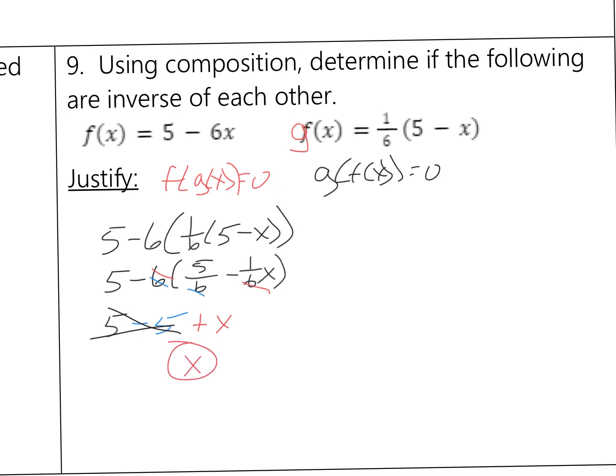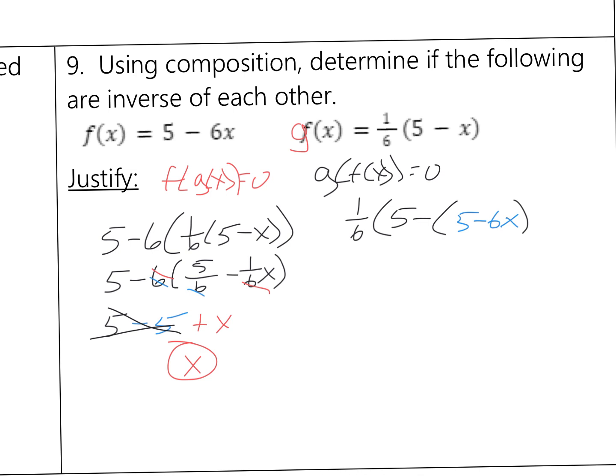Now let's try the other one. So we're going to find g of f of x, which means we're going to plug 5 minus 6x in over here where we see x. So I'm just going to write all this out. I have 1/6 times 5 minus, and then in parentheses, I'm going to replace this x with 5 minus 6x. So 5 minus 6x.